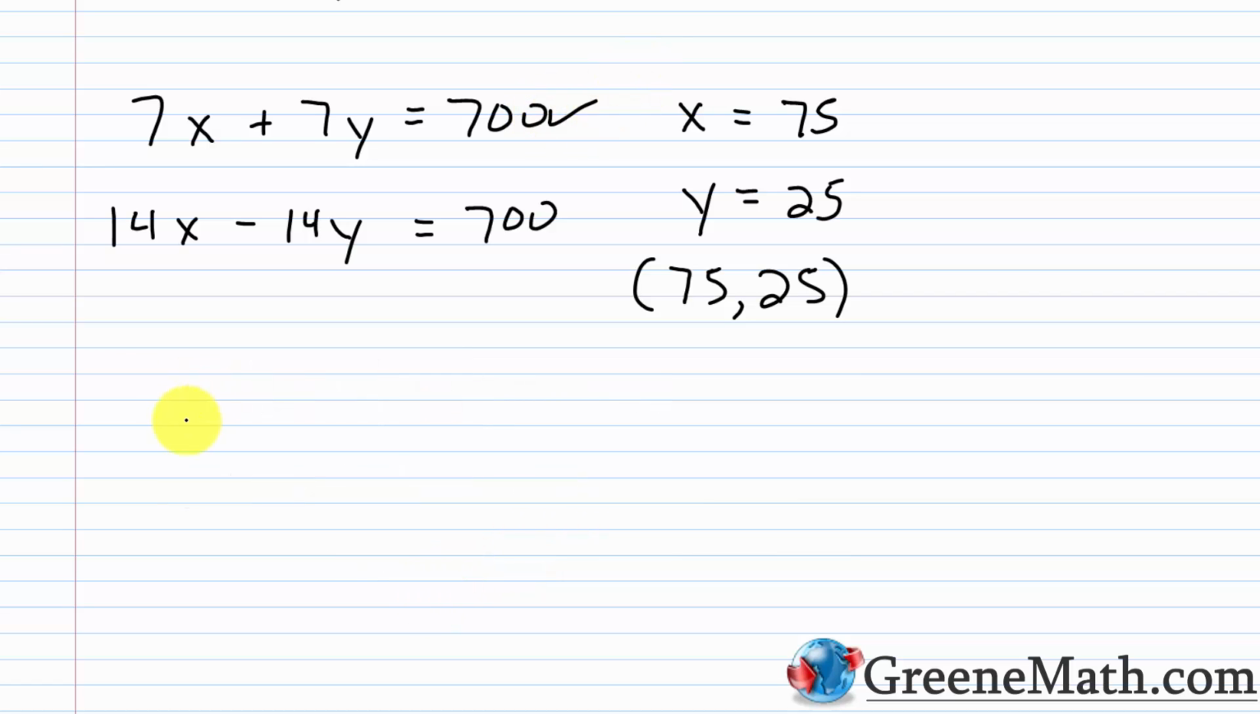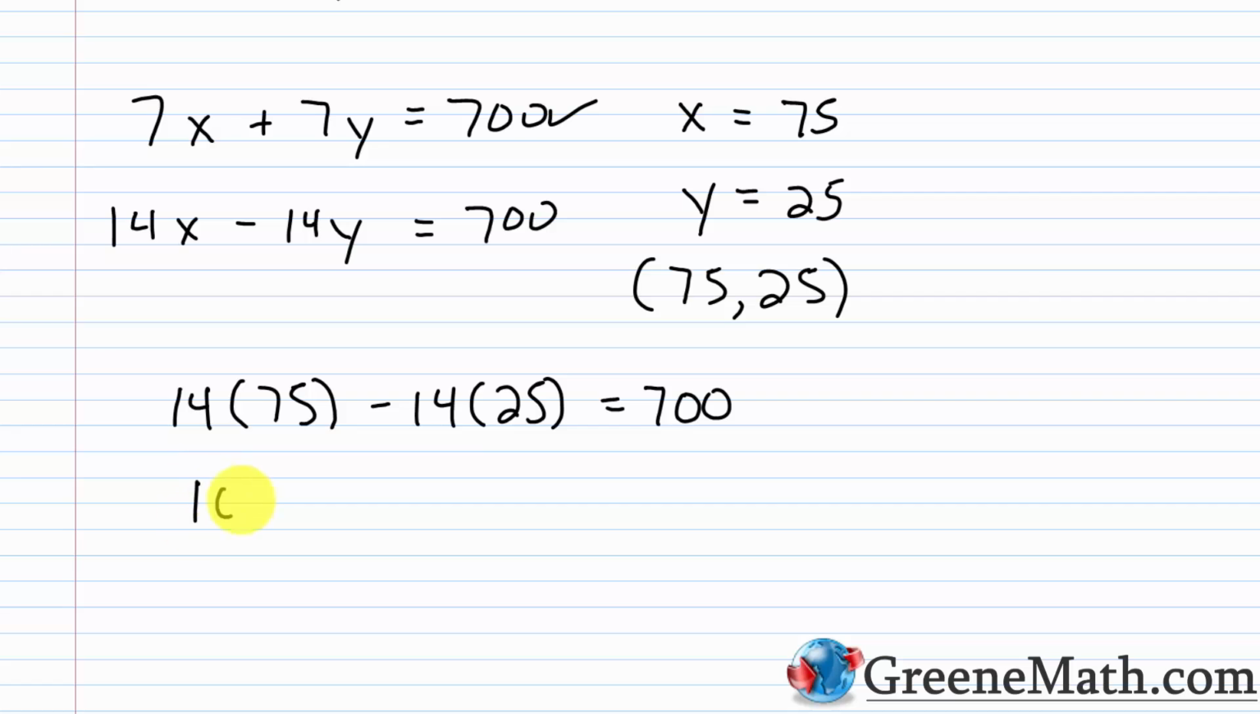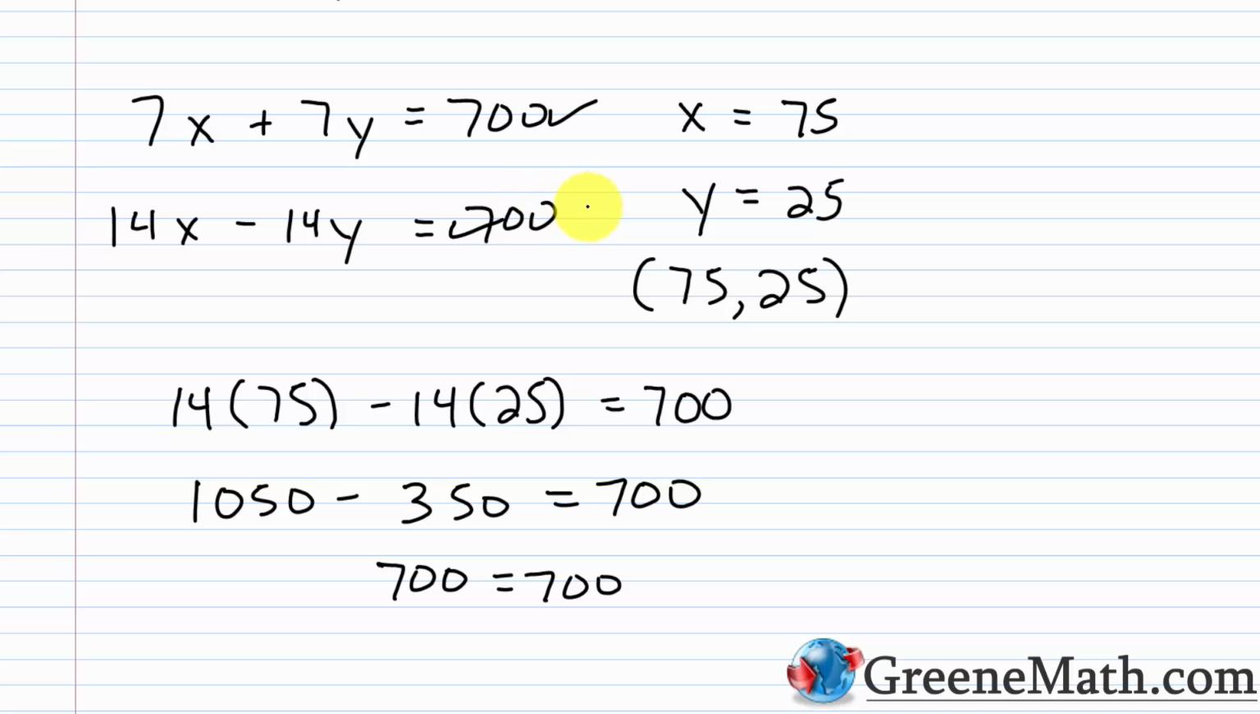Then for the next one, we have 14 times 75 minus 14 times 25. And this should equal 700. So 14 times 75 is 1,050, minus 14 times 25, which is 350. And this should equal 700. And again, it does. 1,050 minus 350 is 700. So you get 700 equals 700. So it works out there as well.